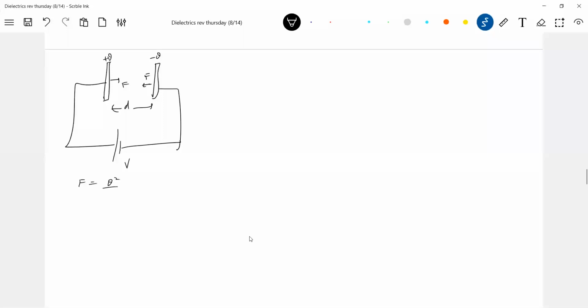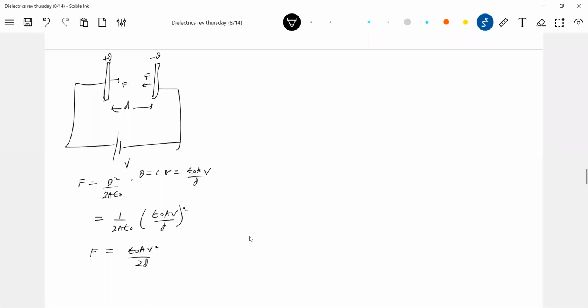To again Q square by 2A epsilon naught. What is Q? Q should be equal to C into V. F naught A D. What all will we get? Epsilon naught A V square by 2D. Look at this, this much is the initial force.